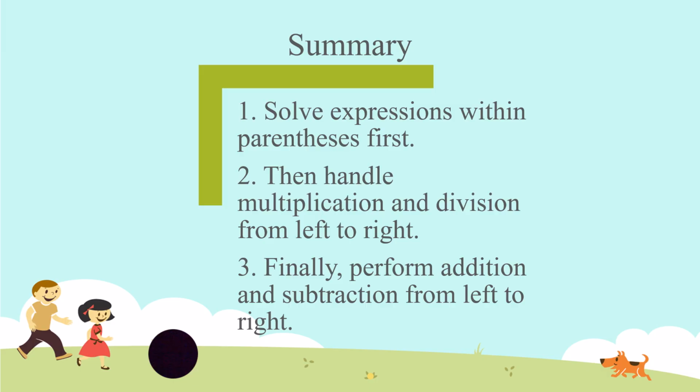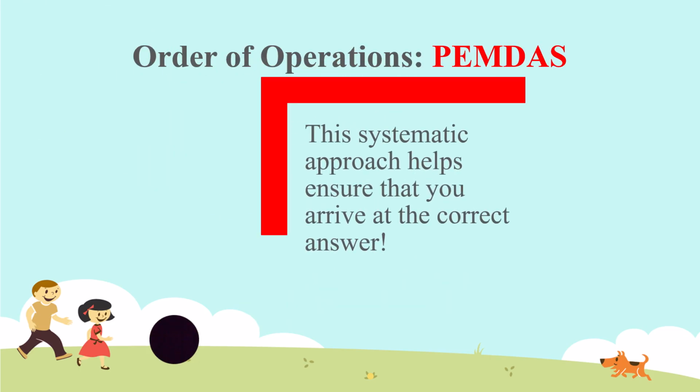In summary, number 1, solve expressions within parentheses first. Number 2, then handle multiplication and division from left to right. Number 3, finally, perform addition and subtraction from left to right. This systematic approach helps ensure that you arrive at the correct answer.